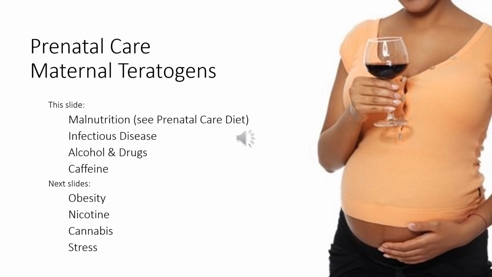Let's talk some more about specific maternal teratogens that have been studied. On this slide, I'm going to talk about a few, and then I've got some upcoming slides that will go into more detail. So on this slide, we're talking about malnutrition again, and we basically alluded to this when we talked about the importance of diet in prenatal care, but malnutrition can be considered a teratogen. Not getting adequate nutrition is obviously harmful to a developing baby.